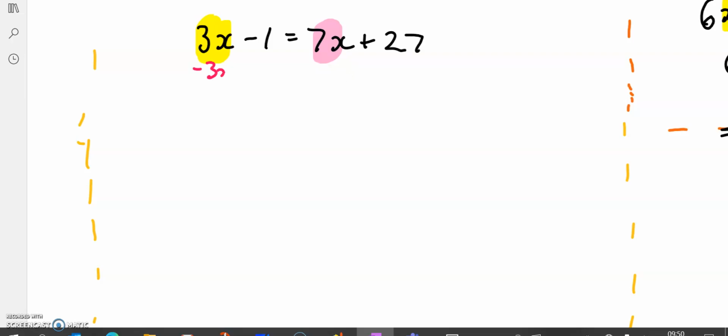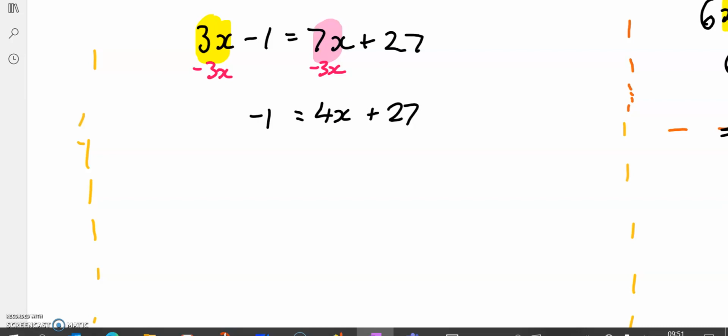If we take 3x from both sides, okay, 3x take away 3x is 0, so I'm left with minus 1. And that's going to be 7x take away 3x, which is 4x plus 27. Do you notice that that step there has left me with a positive 4x? If I took away 7x from both sides, I would have a negative 4x over here. So then I'll need to divide later by negative 4.